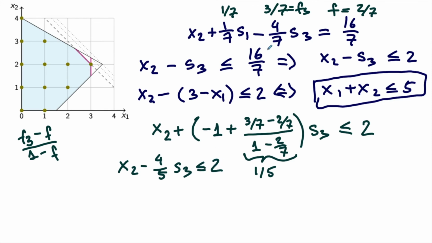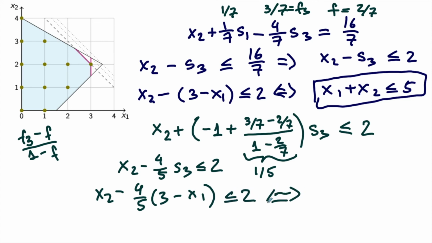And then S3, we need to express it through the original variables in order to obtain an inequality that we can actually show on this plot. So we'll substitute 3 minus x1 for S3. So we'll have x2 minus 4/5 times 3 minus x1 is less than or equal to 2. And this is equivalent to 4x1 plus 5x2 is less than or equal to 22.